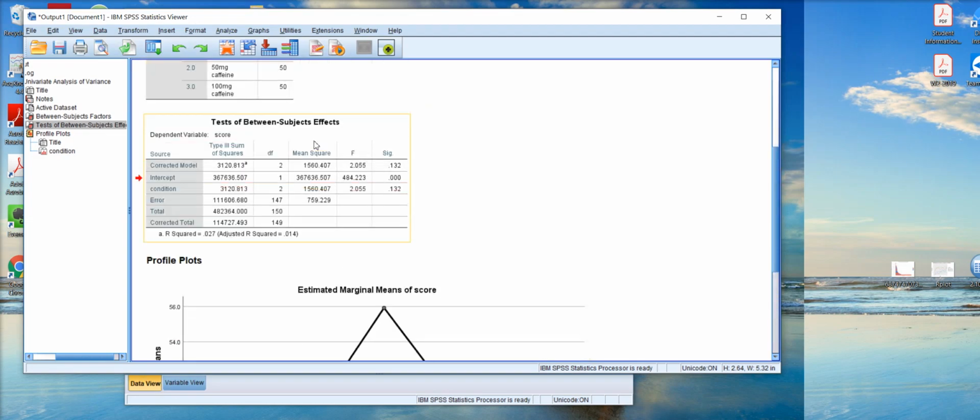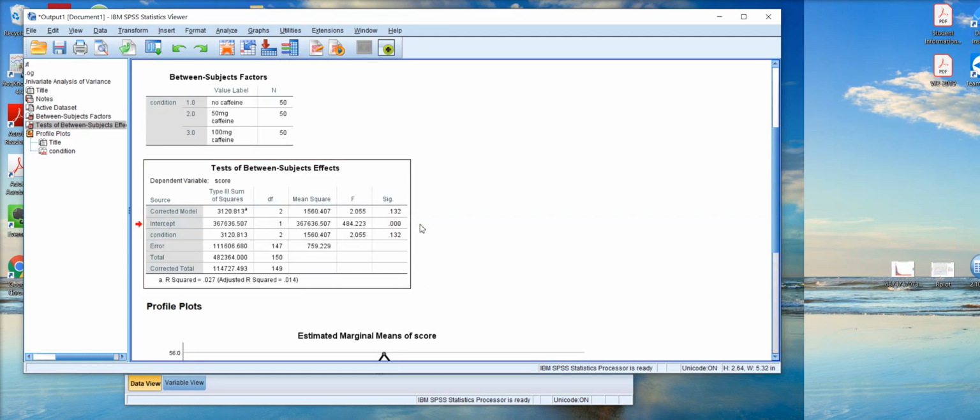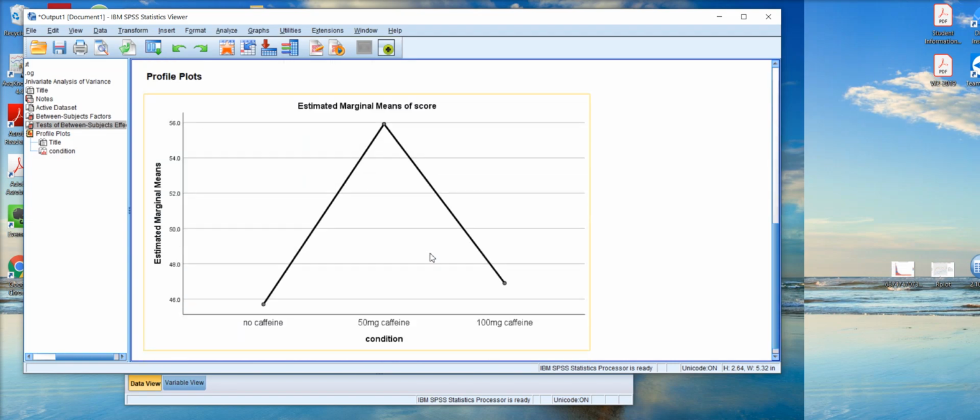All right, and one last thing: if we look at significance right here, we are looking at significance for condition. Notice that the sig value is 0.132, so it's not significant. So if you look right here, it looks like there might be a difference, but the difference is not significant.